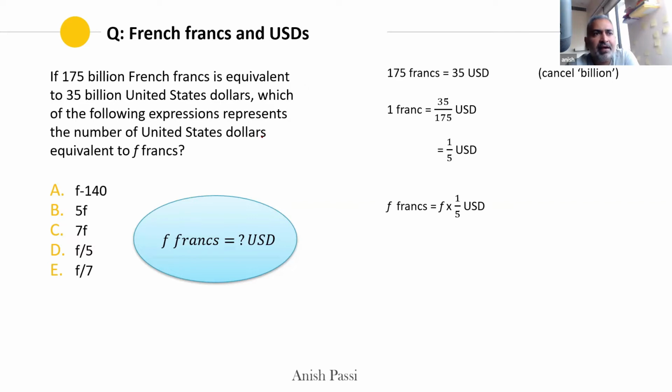Next, F francs will be equivalent to how much? 1 franc is 1 by 5. So F francs will be F by 5. That's my answer. That's it. Right? This is one way. I dealt with the variable directly. 175 francs is equivalent to $35, and I just took it from there. Let's go through both, and then I'll ask you in case you have any questions.